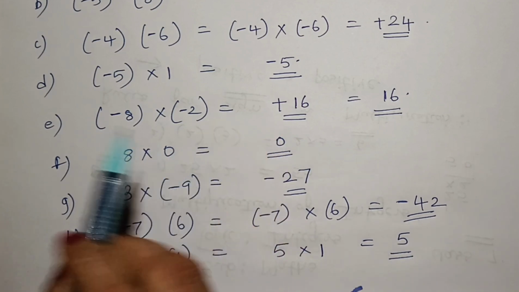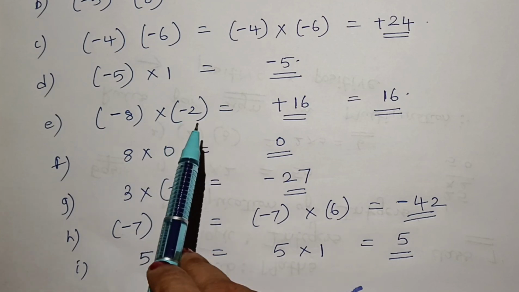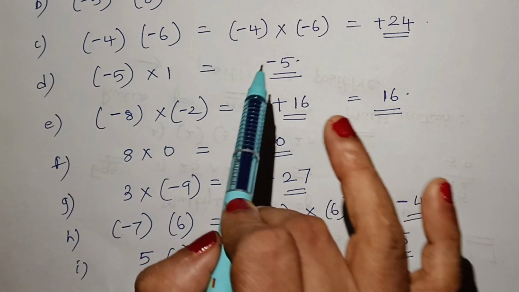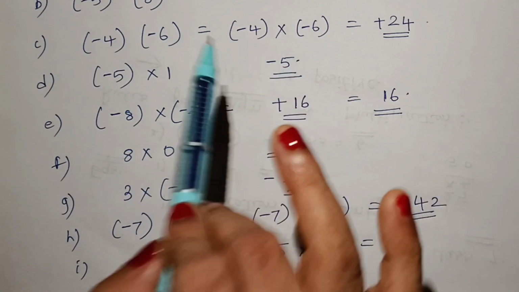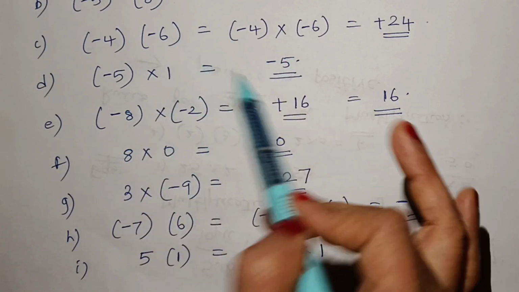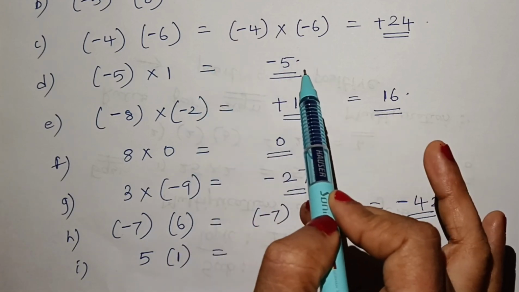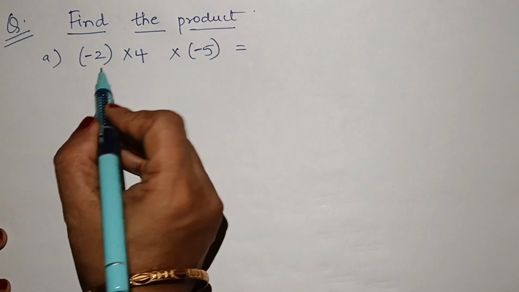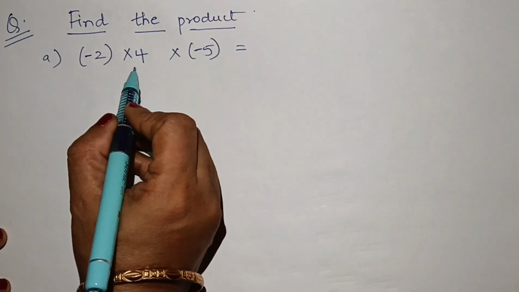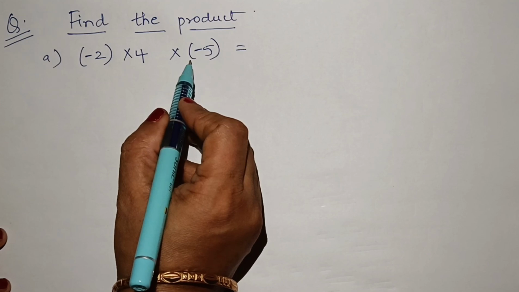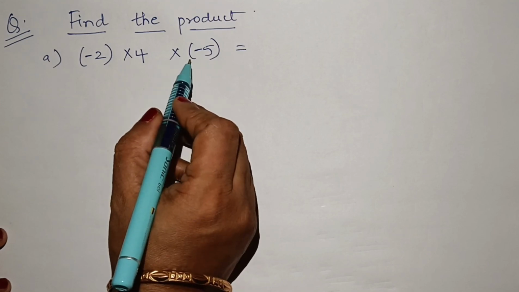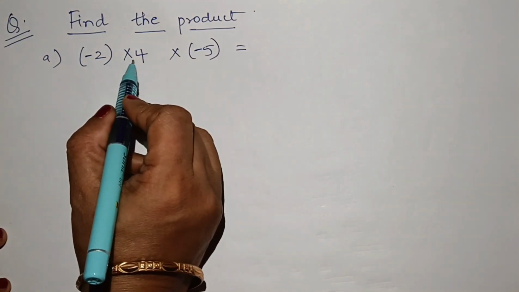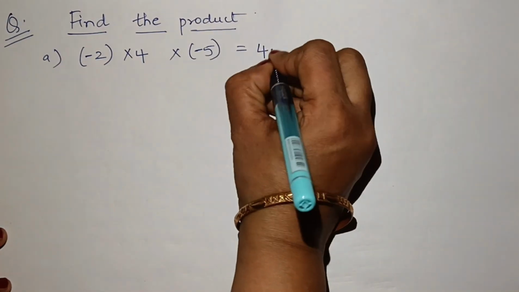So understand the rule. In case of multiplication of integers, just multiply the numbers without the sign. Once the product is obtained, give the sign according to the rule of multiplication which was explained earlier. Now let's switch to the next couple of sums. Find the product. Here you are going to multiply more than two integers. First, multiply it as a whole number. 2 4s are 8, 8 5s are 40.